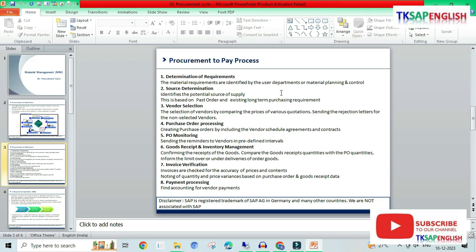Now we are going to see the configuration of the procurement cycle. Under the procurement cycle in the SAP system, we have 3 major topics. First one is RFQ, the request for quotation. The second one is PR, purchase requisition. Third one is purchase order, which we can call by the shortcut name PO.